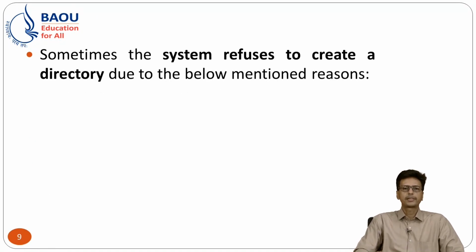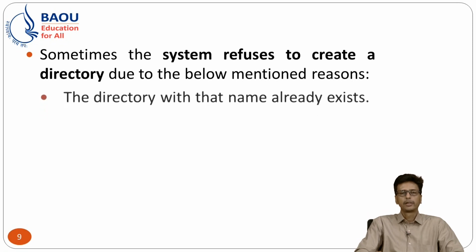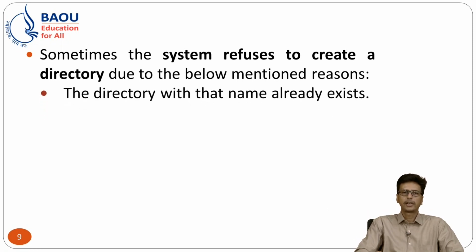Now you can see sometimes the system refuses to create a directory. At which points does the system refuse to create a directory? First, if a directory with the name already exists. You have already seen that we created the directory mydir1 in the current directory PCR. Now suppose this directory already exists and you try to create a new directory with the same name. In that case, the system will display an error message that the directory already exists, so you can change your name. It is not allowed to create a directory with a name that is already available in the system. That is the first scenario.